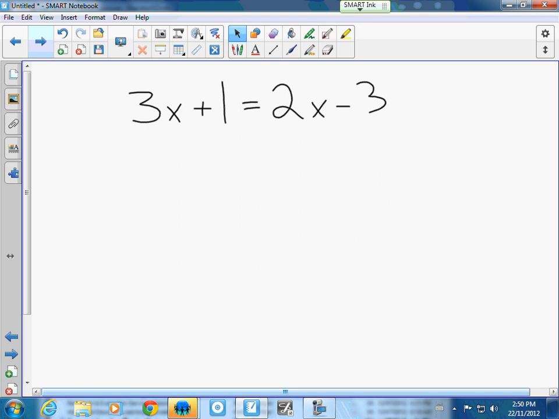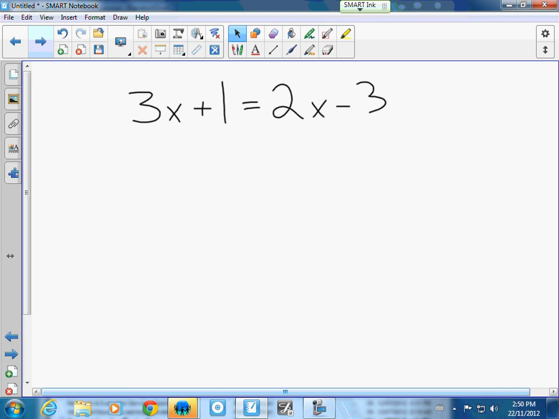What's different about this one? There's stuff on both sides, isn't there? There's variables on both sides. But the rule still applies. The key to solving any equation is to get the variable. The key to solving any equation is to get the variable.